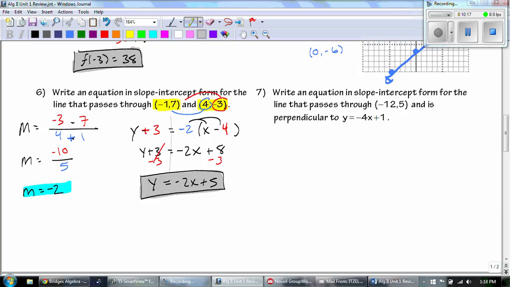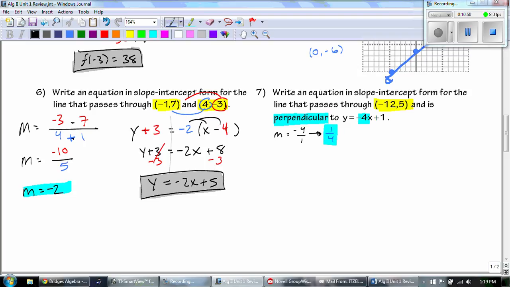All right, number 7. Write an equation in slope-intercept form of the line that passes through (-12, 5) and, keyword, perpendicular to y = -4x. Okay, so I'm already looking at my slope, right? My current slope is negative 4 over 1. I want the opposite and reciprocal of that. So currently it's negative, so it's going to be positive, and then I flip.